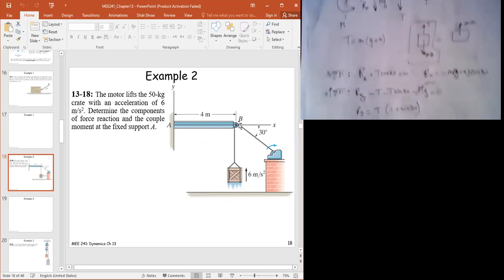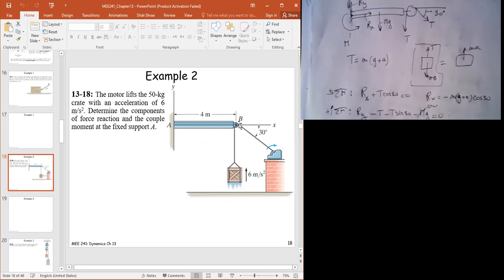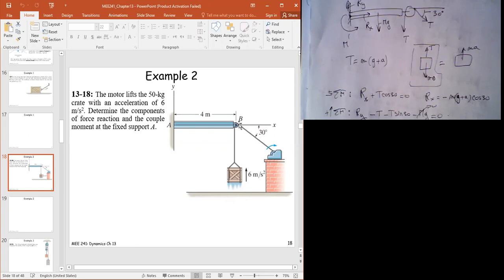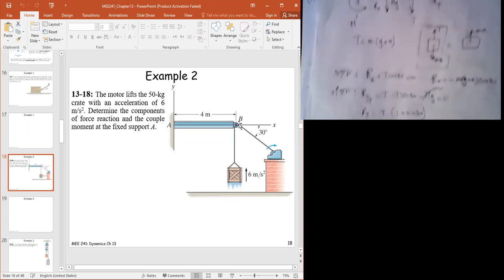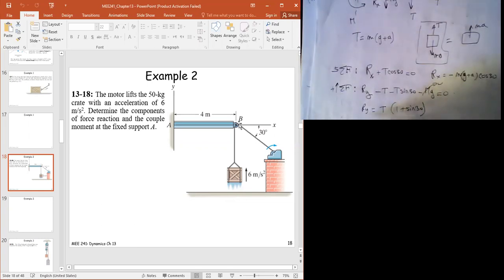And that's it, right? How about the moment? It's force in the y direction times the distance. Exactly. So what is the moment in this case? Okay, let me show you how.